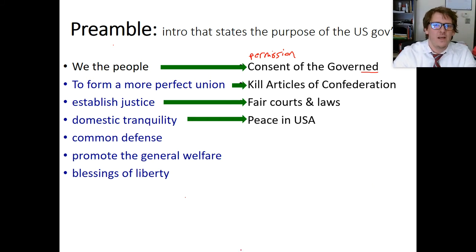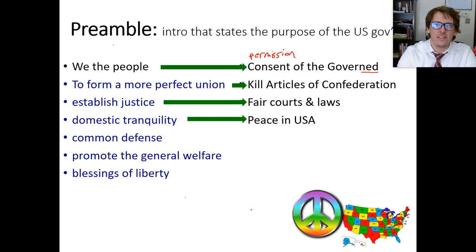Domestic tranquility. Domestic is a fancy word for home, and tranquility is a fancy word for peace, like a tranquilizer. If you've been tranquilized, you're calm and you're peaceful. So that's tranquility. And domestic, like dome or domicile, means your home. So we want peace in the USA. So we're creating a government to create peace.